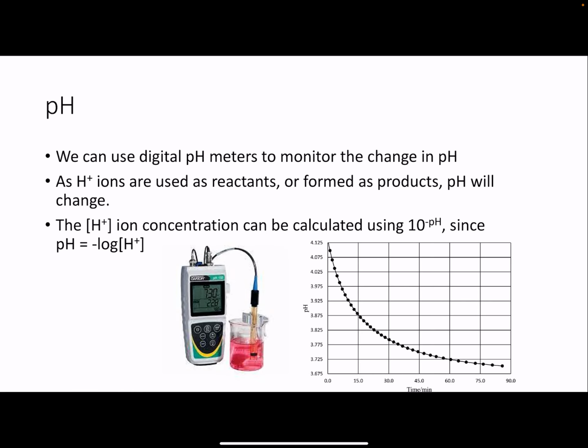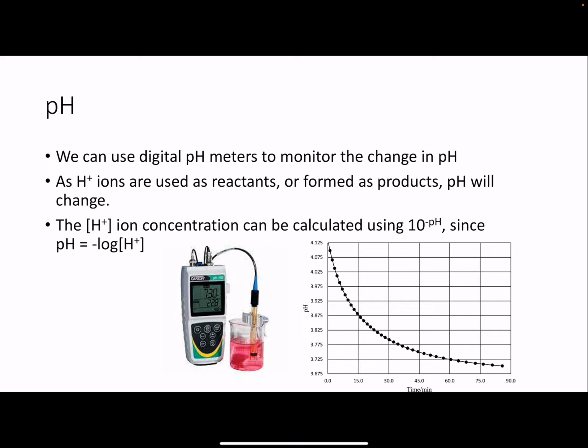If you have an acidic or a basic compound as part of your reaction, you can measure the change in pH. So as the substance is used up or it's formed, the pH will change, right? And a digital pH meter will give you an exact value to 2 decimal places on the screen like you see there. And then by plotting that against time, you'll get a pH versus time curve, and we can relate that back to concentration of hydrogen ions. So everything relates back to concentration when we're working with solutions.